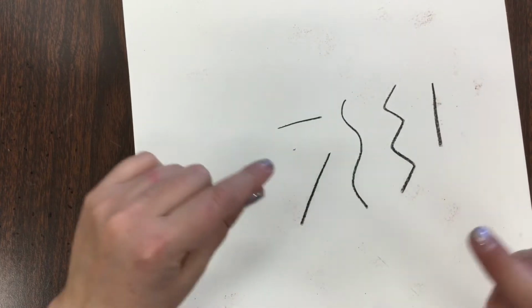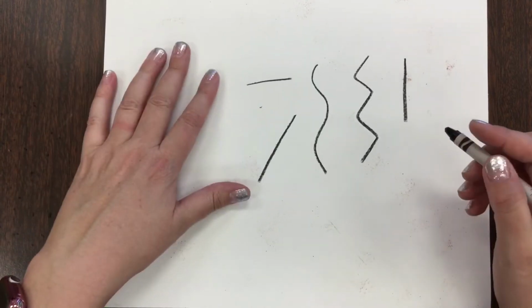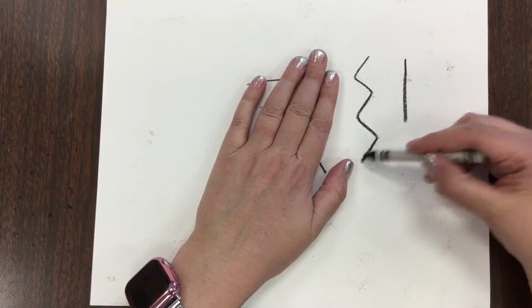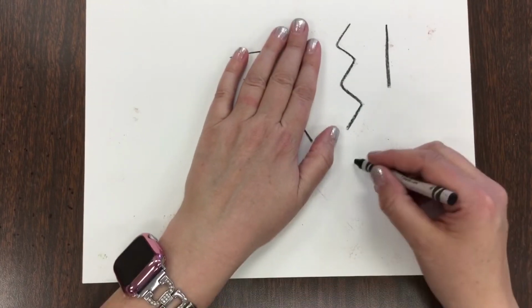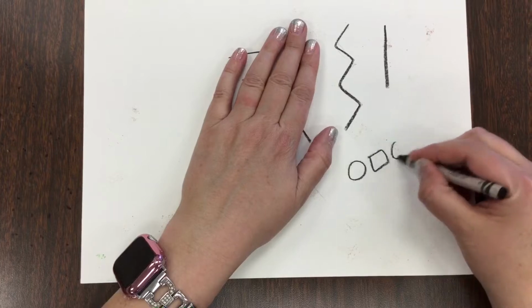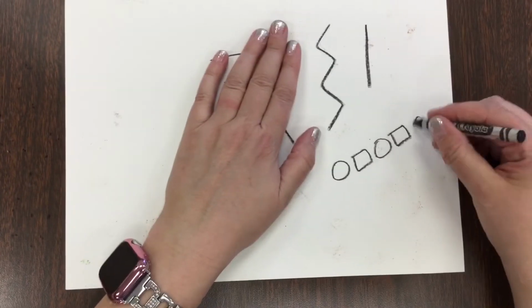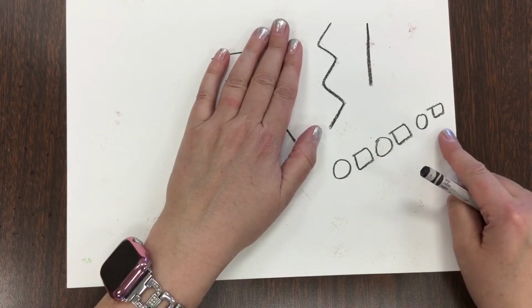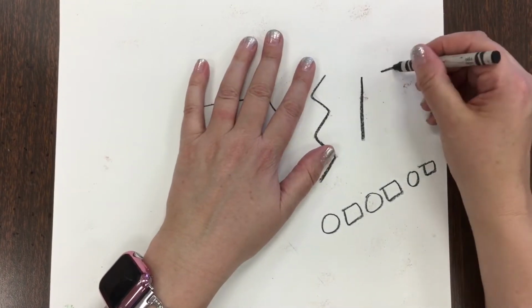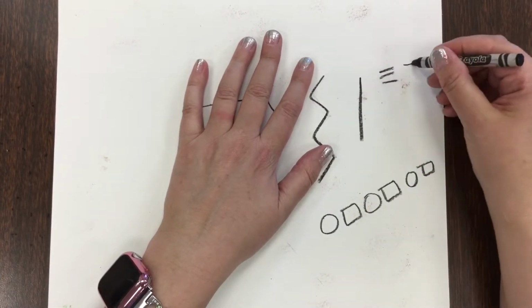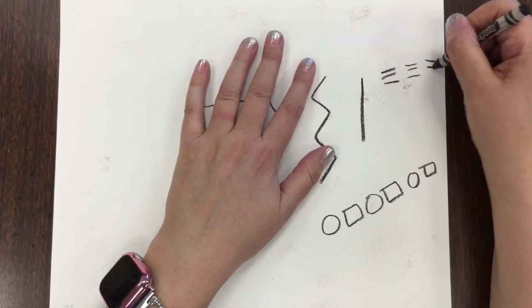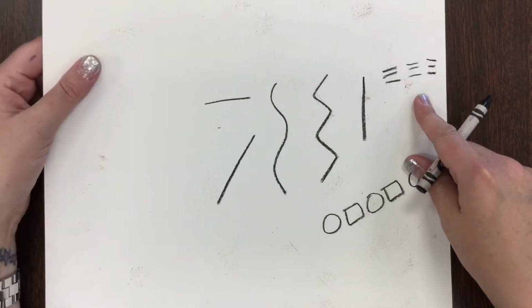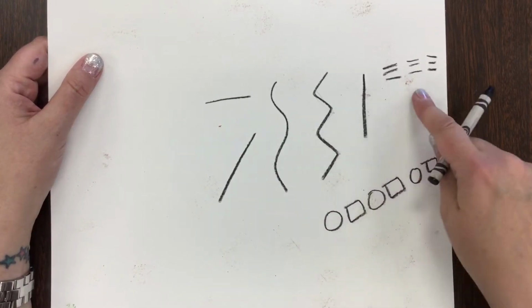And if you don't know what patterns are, a pattern is something that repeats. For example, in this line right here, this shape is repeating over and over again. Also, we could do circle, square, circle, square, circle, square. That would be a pattern because it is repeating over and over again. Just like if I did 1, 2, 3, 1, 2, 3, 1, 2, 3. That is a pattern because I am repeating it. So a pattern is something that repeats.